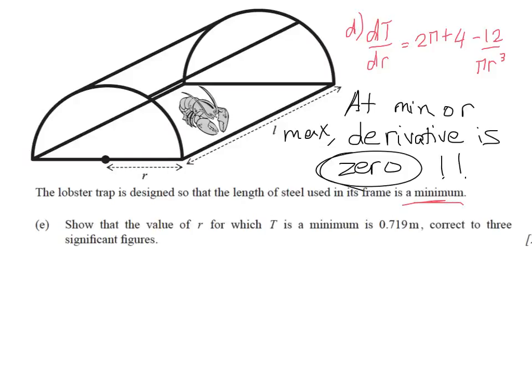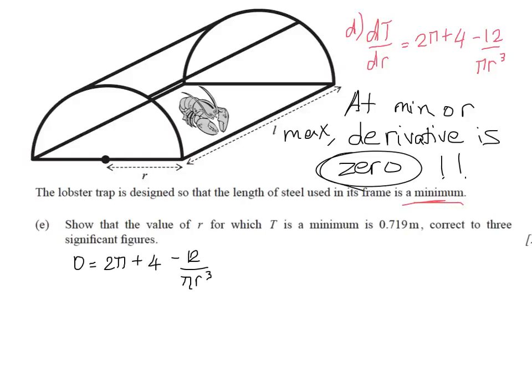So let's do it. All right, so we have from earlier that dt over dr is equal to this expression. So instead of dt over dr, I'm going to put, you guessed it, 0. So 0 is equal to, and I'm just rewriting the right side of the equation, 2 pi plus 4 minus 12 over pi r to the third.